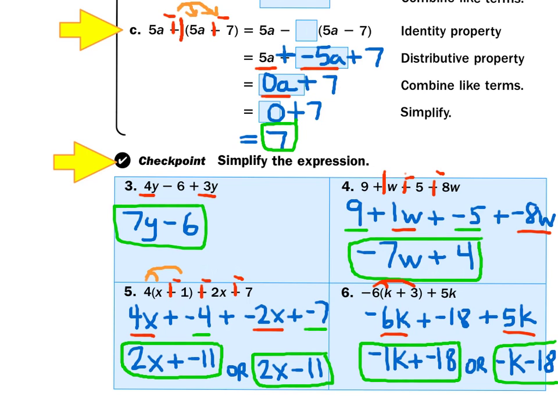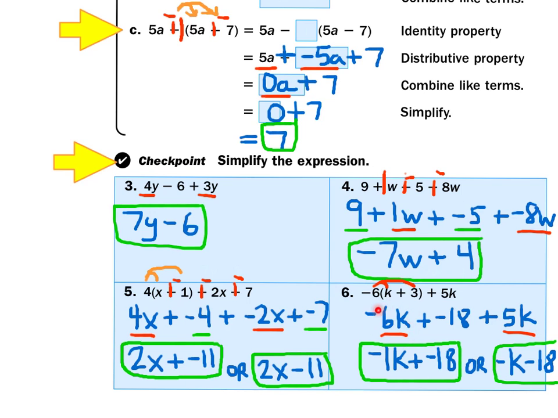So I have negative 6 times the quantity k plus 3 plus 5k. So I circle my negative 6 and I draw the rainbow to the k and the rainbow to the 3. And then follow the rainbow. Negative 6 times k gives me negative 6k. I copy the plus. Negative 6 times 3 gives me negative 18. I copy the plus 5k.